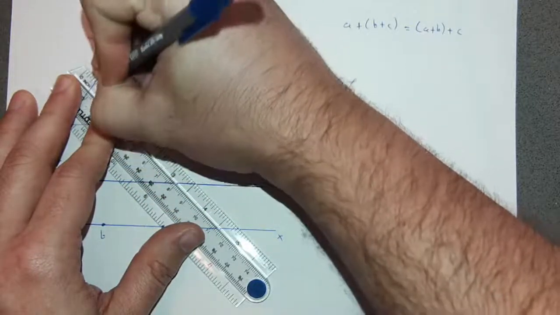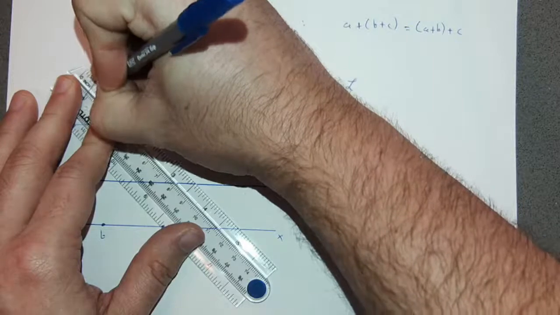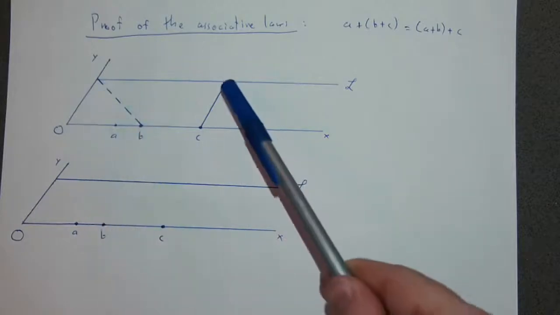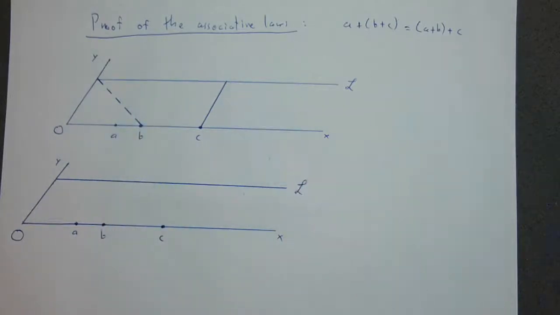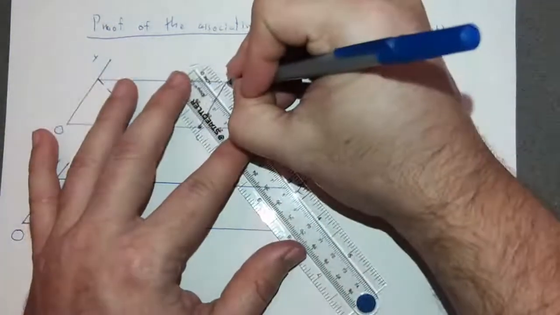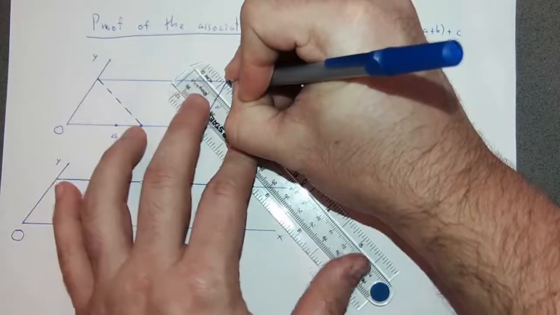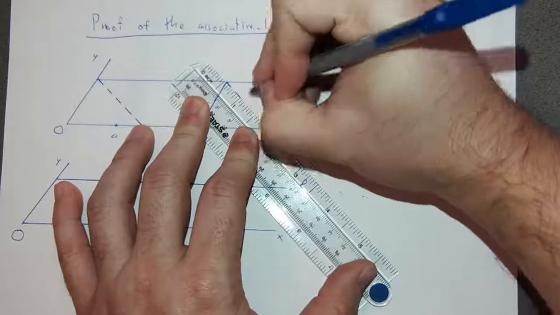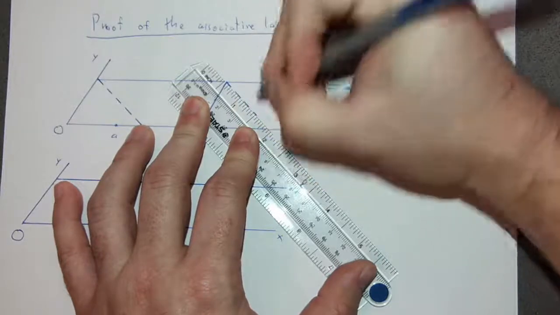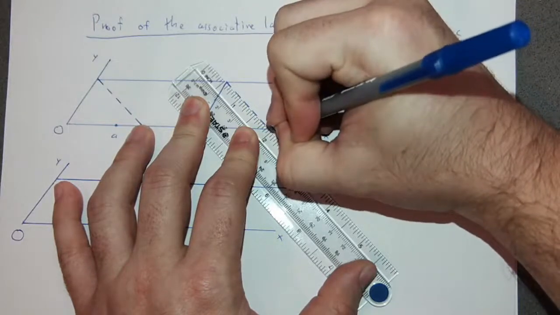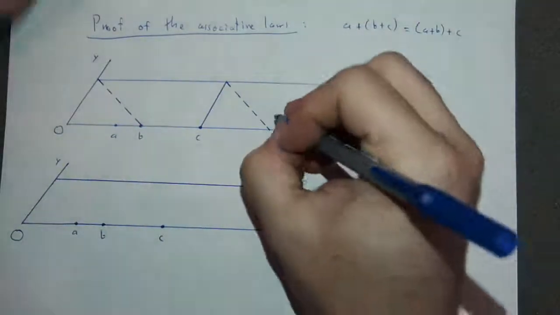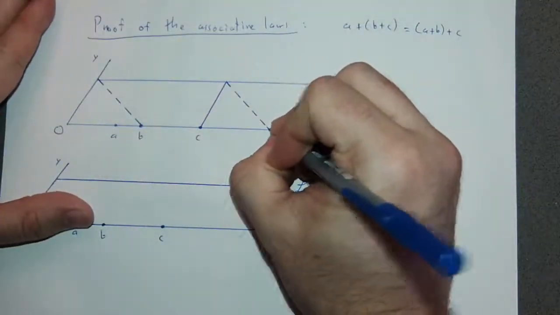Then I'm going to draw the dashed line from B to this intersection point on the y-axis. So this is me constructing B plus C, right? So then now I draw a dashed line from this intersection point on L to the x-axis, and when I do that, the intersection point is going to be B plus C. All right, so this intersection point is B plus C.